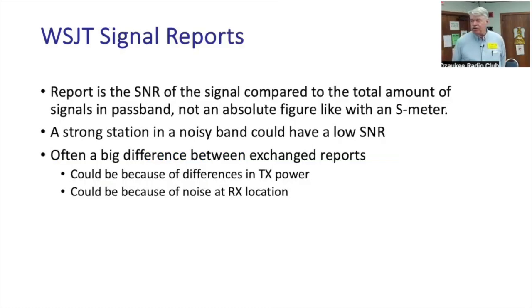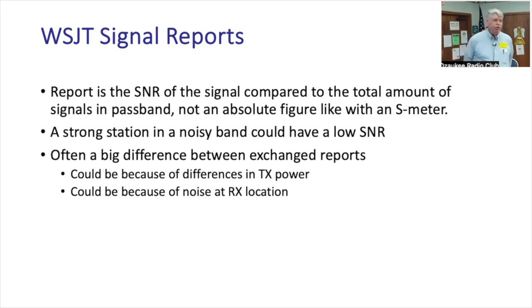Now, the signal report is the signal-to-noise ratio in dB. Basically, that is how strong the signal is compared to the noise in the passband. So it's not really how strong they are. Usually it is, because if they're strong, they're going to be loud. But it's not an absolute figure like looking at the S meter and saying S7 or S9. It's all relative. You could have a strong station, but if there's a lot of QRM and noise in there, the signal-to-noise ratio may be kind of low.